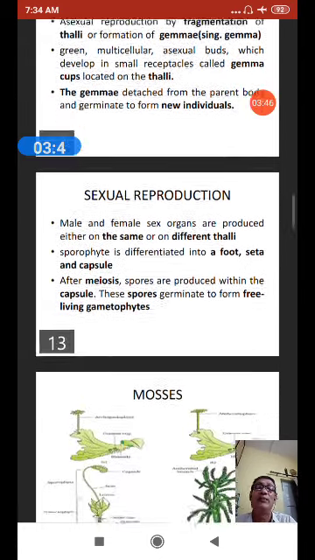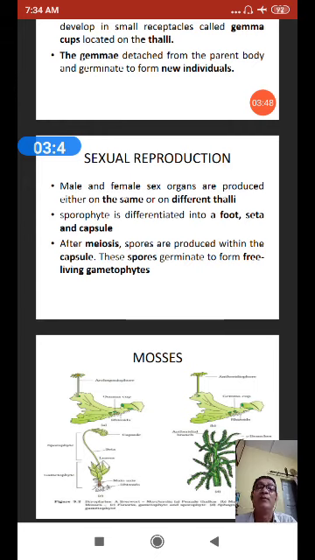How do they reproduce sexually? Male and female sex organs are produced either on the same or on different thalli. The sporophyte is differentiated into foot, seta and capsule. After meiosis, spores are produced within the capsule. Spores germinate to form free living gametophytes.